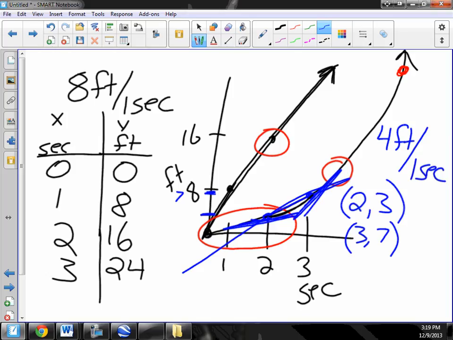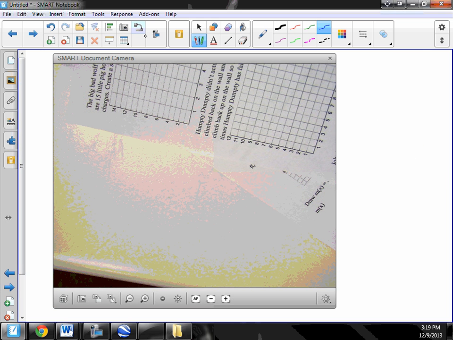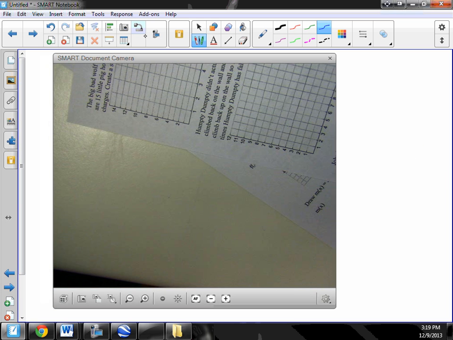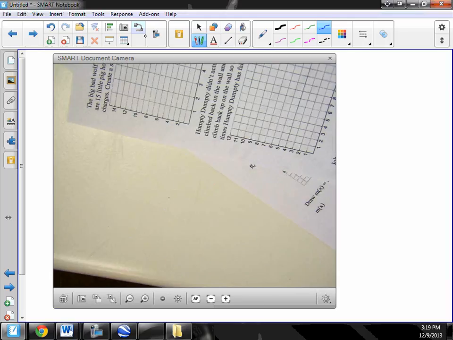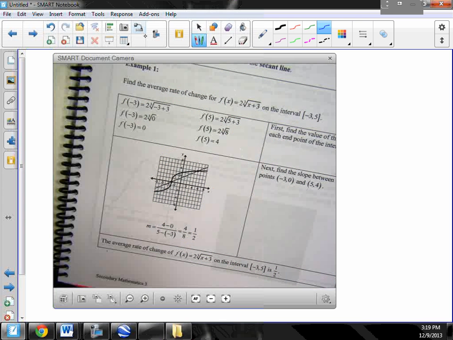And that's all the average rate of change is: given an interval of time, how much ground was covered in that time. So let me show you another example. Open up your textbooks. Let's look on page 109. Average rate of change.